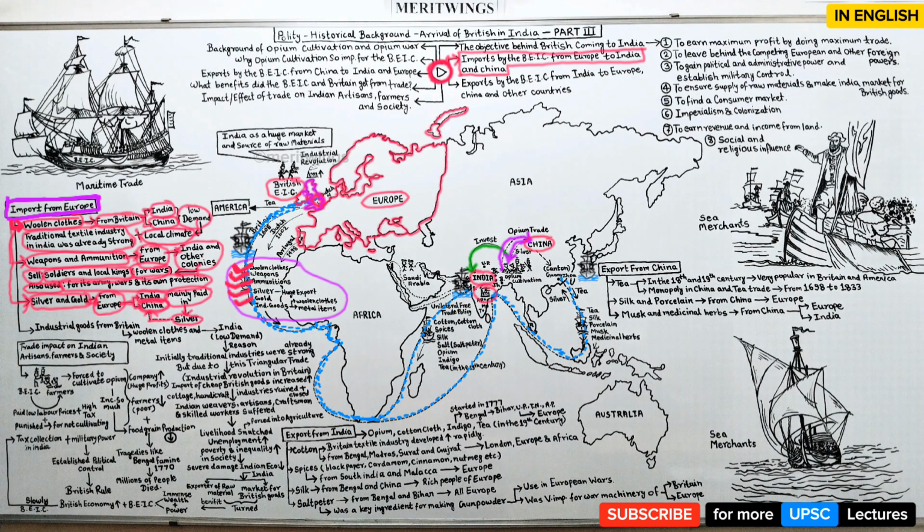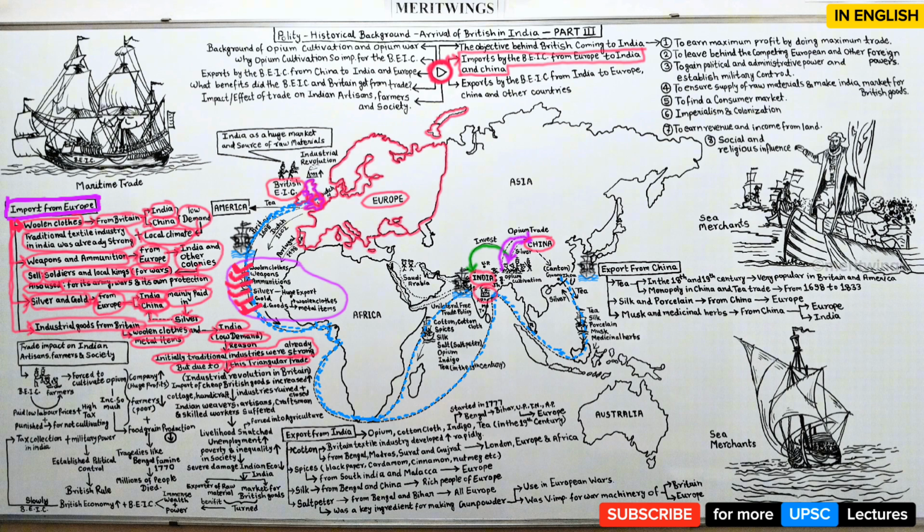And the fourth import item included in this was import of industrial goods from Britain. Friends, some industrial goods made in Britain, such as woolen cloths and metal items, were sold in India, but their demand was low here, because initially traditional industries were already strong in India.